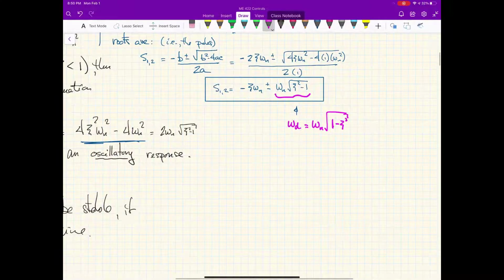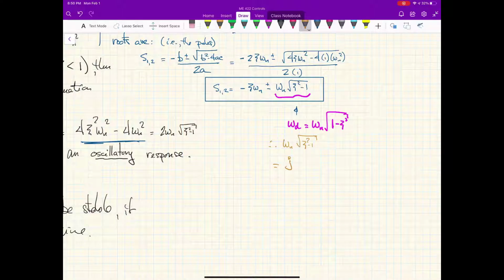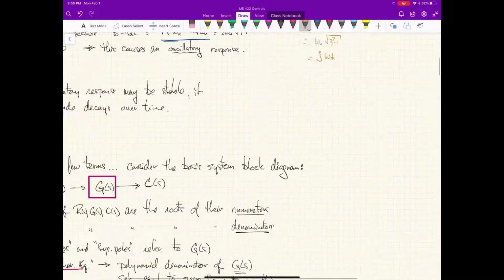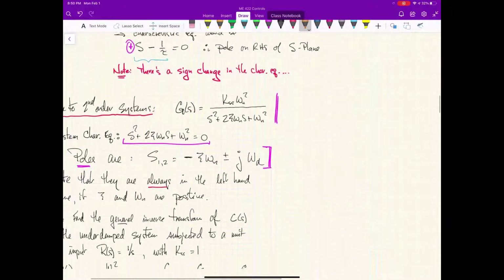So therefore, this whole guy right there, omega n times zeta squared minus 1 is equal to j, the complex number, square root of 1, times omega d. Okay, and that is what I got down there. And now we're in good shape.